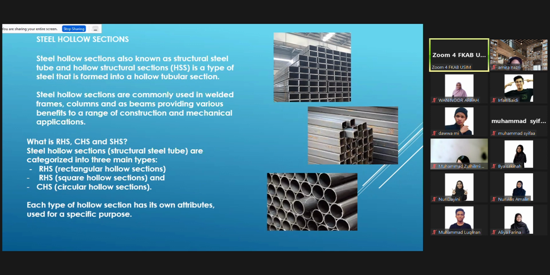RHS, basically rectangular hollow section. You can see the topmost images there. And then SHS, basically square hollow section, the medium images. And then CHS, circular hollow section. This can also be used as column and beam. Of course, limited to the span. The longer the span, the more sagging to the beam. The shorter, then it will be more stable on the beam.